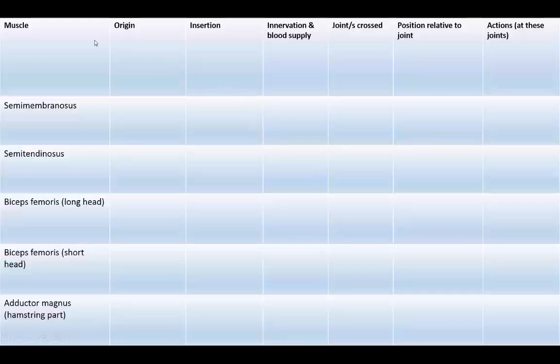Now that we've looked at all the muscles of the posterior compartment, fill in the following table, looking at the origin and insertion of each of the posterior compartment muscles, the innervation and blood supply, which joint or joints they might cross and the position relative to this joint, and this will tell us the action of the muscle at the joint. So do those for the semitendinosus and semimembranosus muscles, and the 2 heads of the biceps femoris, as well as the hamstring part of adductor magnus.